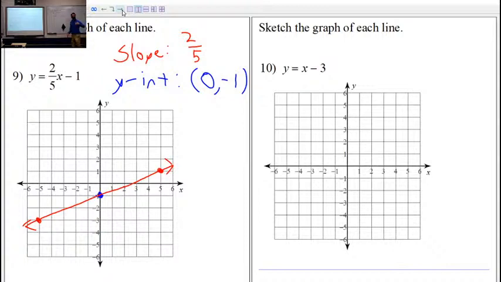Remember, positive slope should track upward as you track left to right. So as I track left to right, notice the line is trending upwards. That's positive slope.